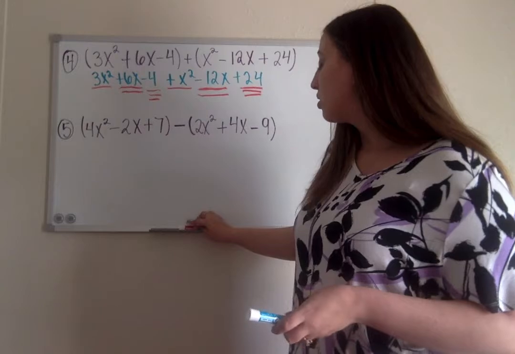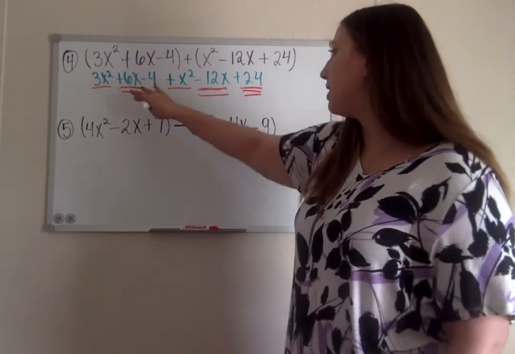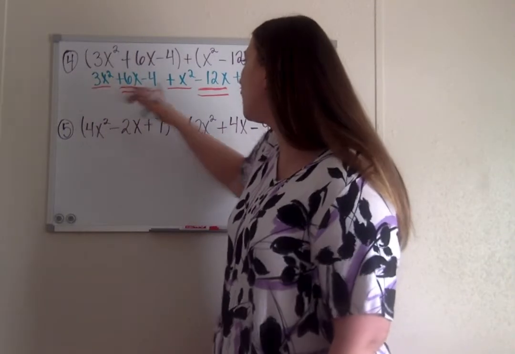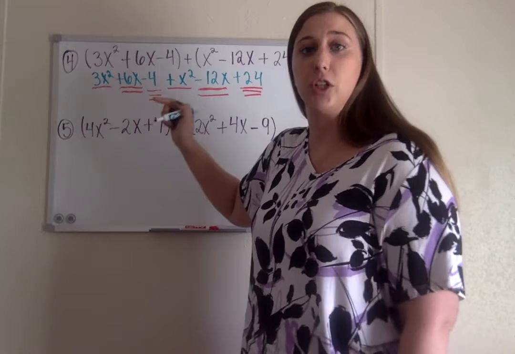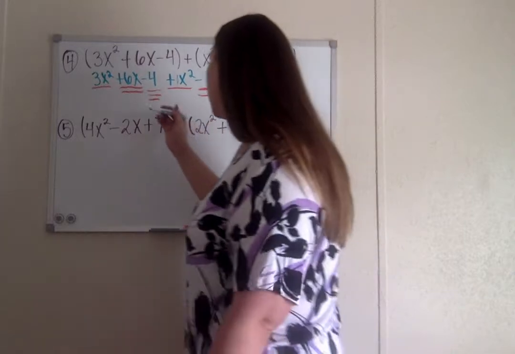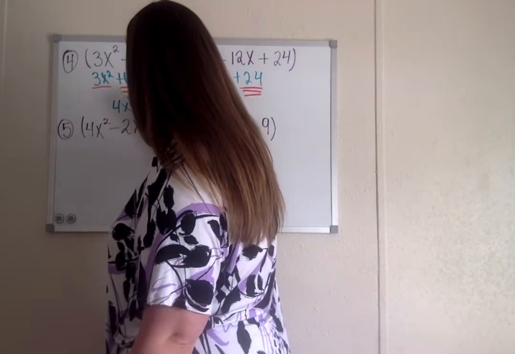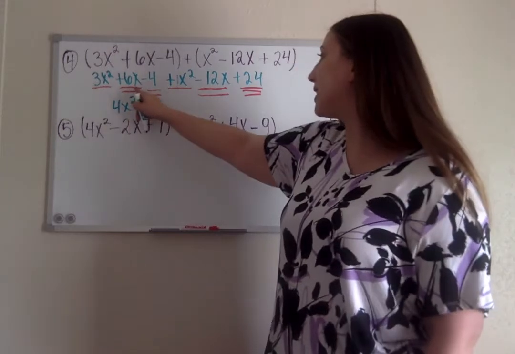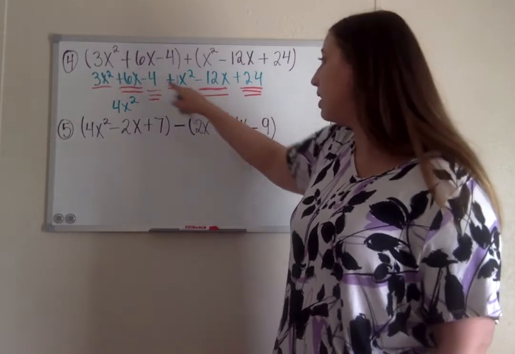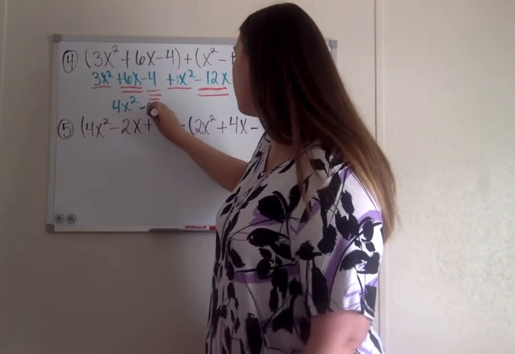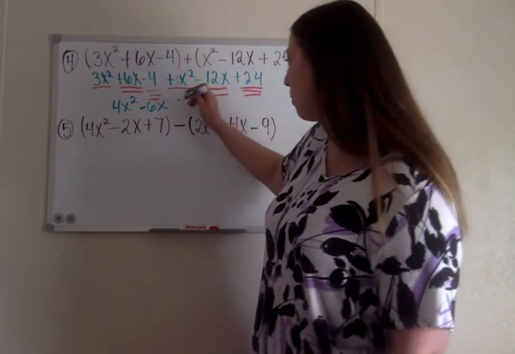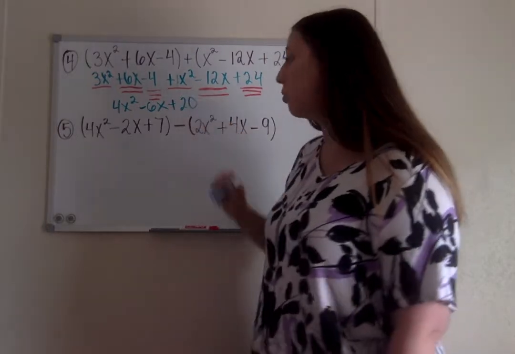All right, you guys? So combining now, it should be easy to see from our lines which ones were our like terms. We have 3x squared plus x squared. And again, if there's no number there, it's really a 1. So 3 plus 1 is going to give us 4x squared. Then we have a positive 6x minus 12x. We're still keeping the sign in front of our numbers. And 6 minus 12 gives us negative 6x. And lastly, our negative 4 plus 24 gives us positive 20.